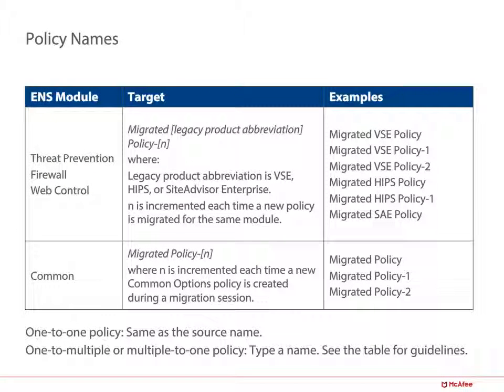When you do the automatic migration, it will automatically name the policies in the policy catalog. If it's a one-to-one policy, it will be the same as the source name. If you have a one-to-multiple or multiple-to-one, you can type your own name, but otherwise it will automatically name it like migrated VSE policy, with a number at the end of it. You'll see where it says -1, -2, and so you might want to go in after the fact and rename these policies.